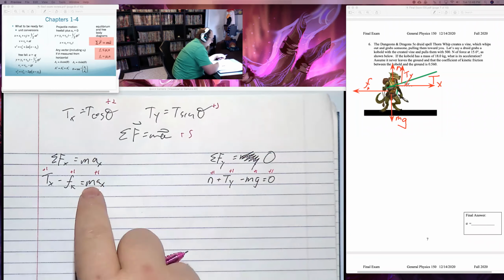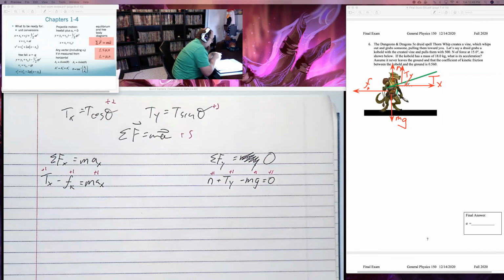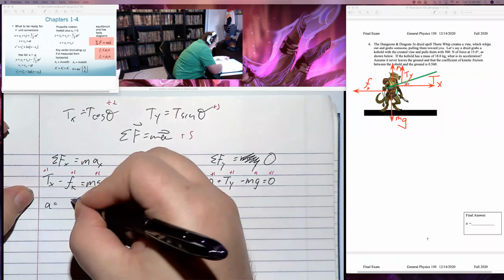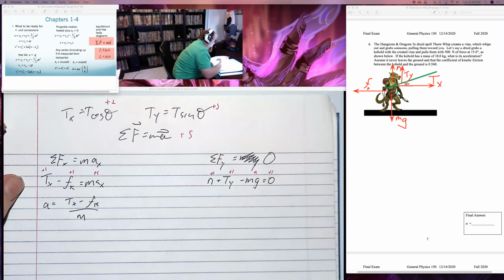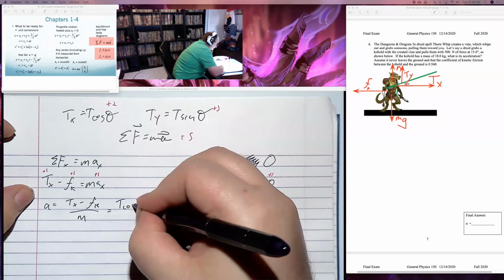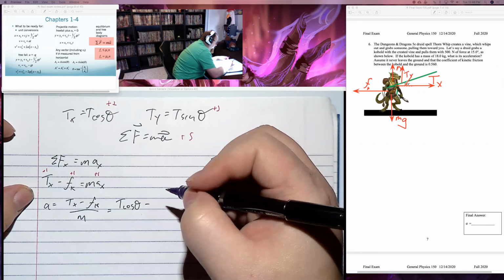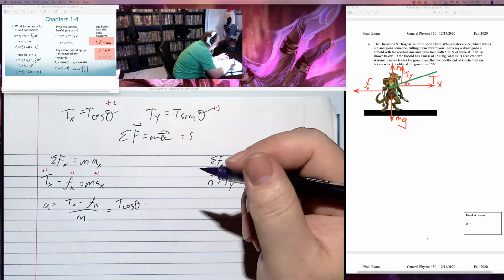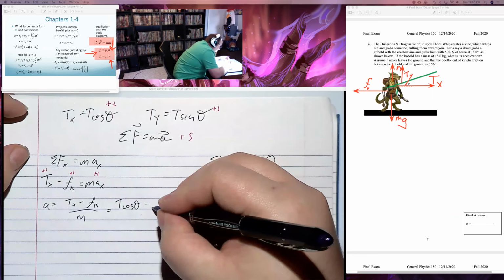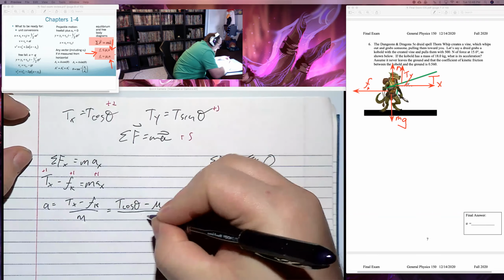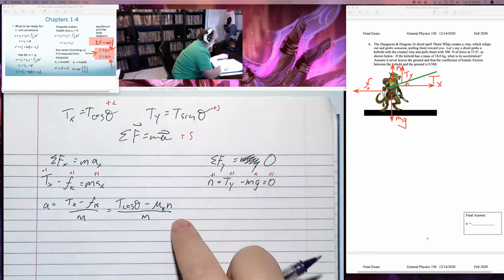Now this a, that's what I want to solve for. I'll just divide both sides by mass. That a is Tx minus fk over m. But I've got to go a little further. See, Tx I know is T cosine theta. And fk, well, I don't have a value for fk. But that's the force of kinetic friction, which is mu k times the normal force. I don't know the normal force, though.